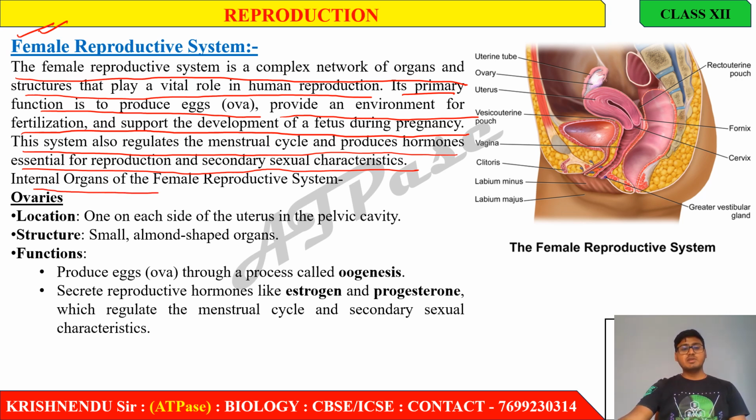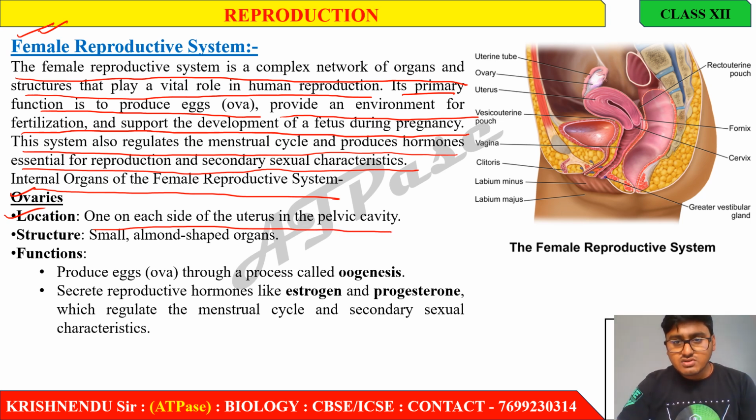which help to build up the reproductive character in females. Internal organs of the female reproductive system. At first, ovaries. The location of the ovary is one on each side of the uterus in the pelvic cavity. Okay, in the next picture I will show you the ovary. In this picture also the ovary is pointed here, but you can't understand the actual position of the ovary from this picture. In the next picture we will show you the ovary.